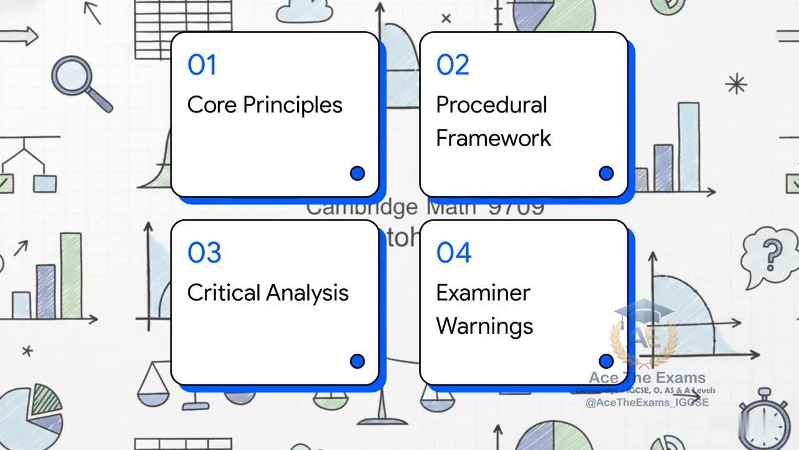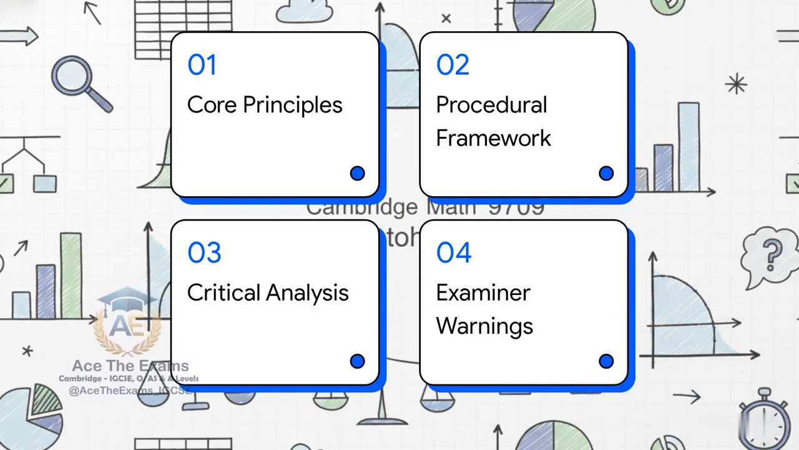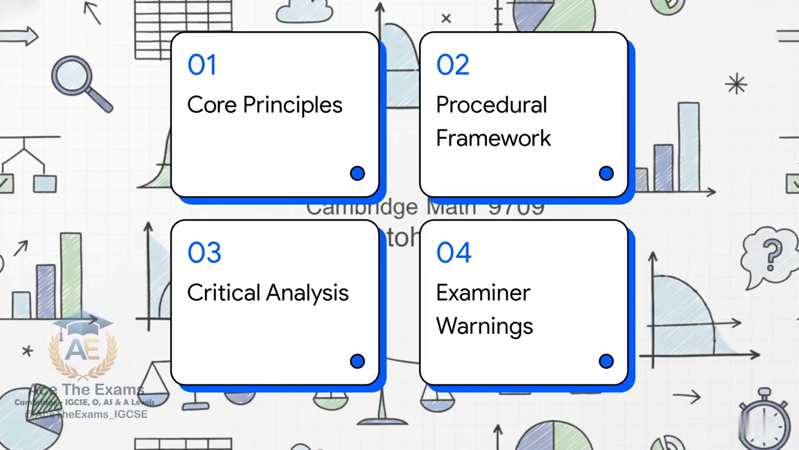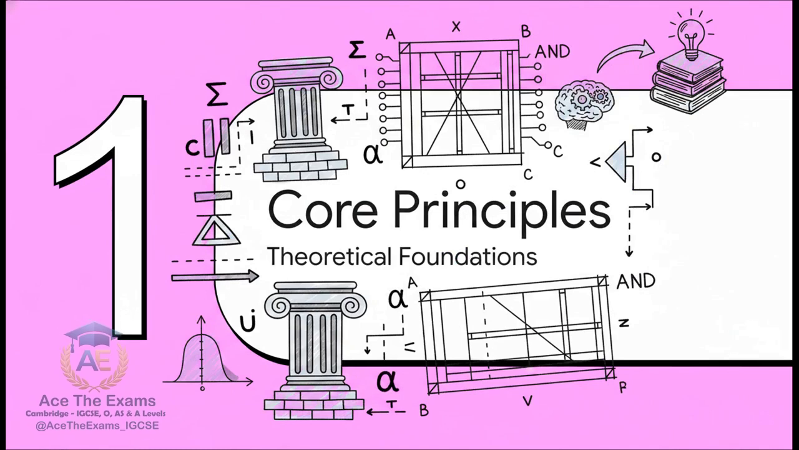We're going to treat these exam questions like a strict logical algorithm today. We'll walk systematically through our 4 modules: core principles, the exact procedural framework, critical analysis, and finally, those top examiner warnings. Let's get into it. Starting with Section 1, Core Principles.